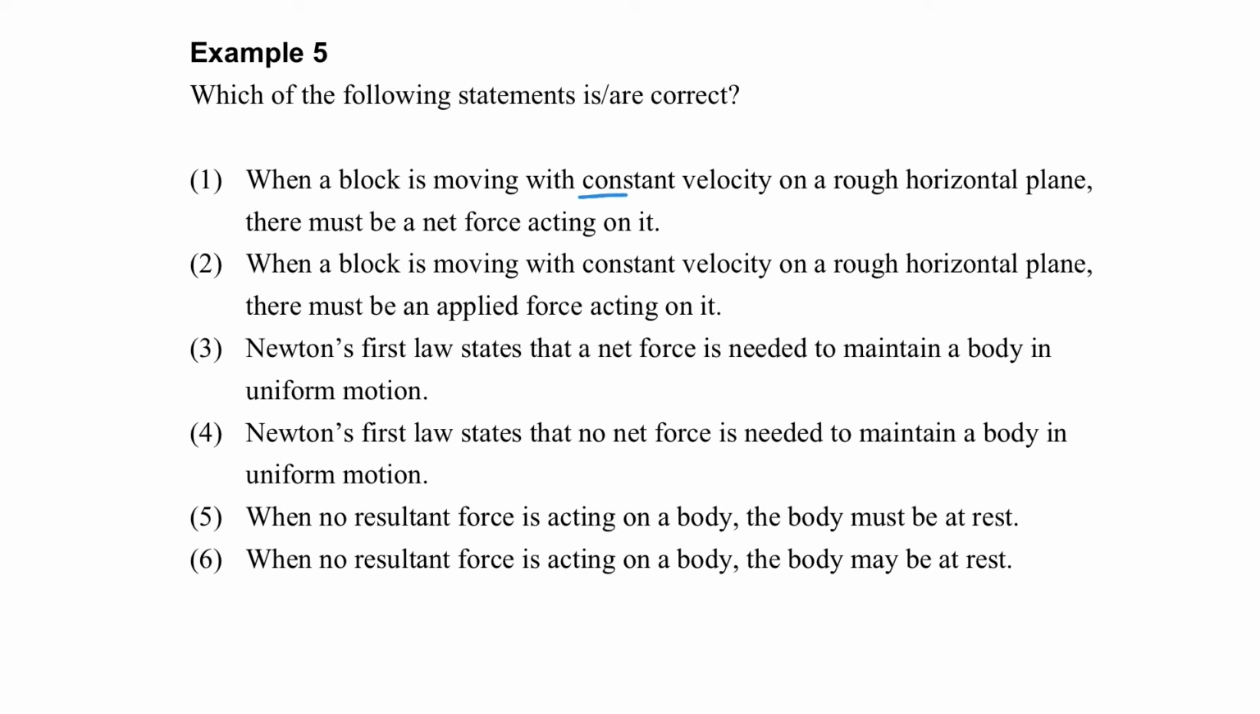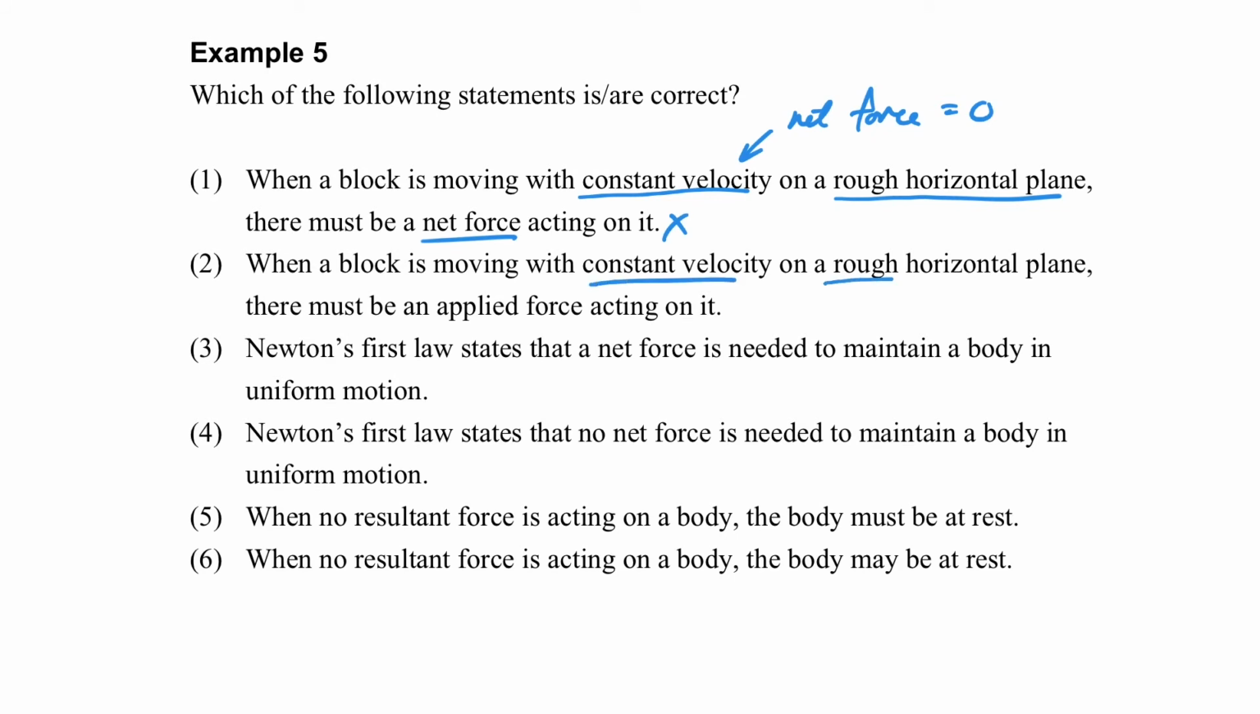Then example 5, some ideas. When something is moving with a constant velocity on a rough surface, there must be a net force. It's wrong, because when we see the words constant velocity, that means the net force is equal to 0.